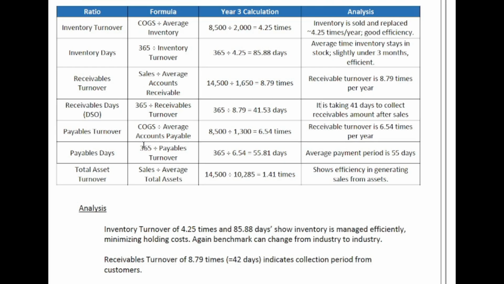Again, the payable turnover ratio. The formula is cost of goods sold divided by average accounts payable, or purchase divided by average accounts payable. We can calculate this in two ways. If your cost of goods sold is matching with the purchase amount, you can directly take the cost of goods sold, or if it is not matching, you have to take the purchase value here. In this example, I consider cost of goods sold as the purchase value.